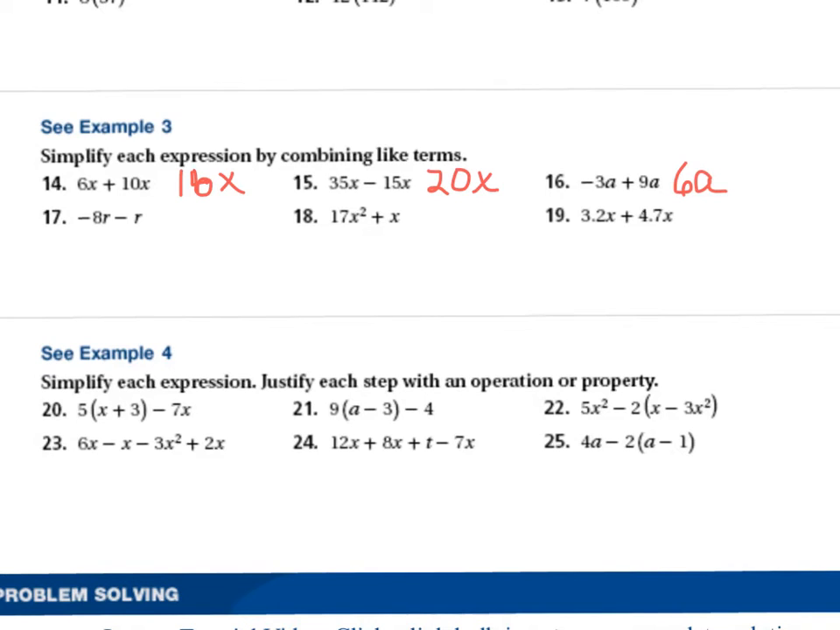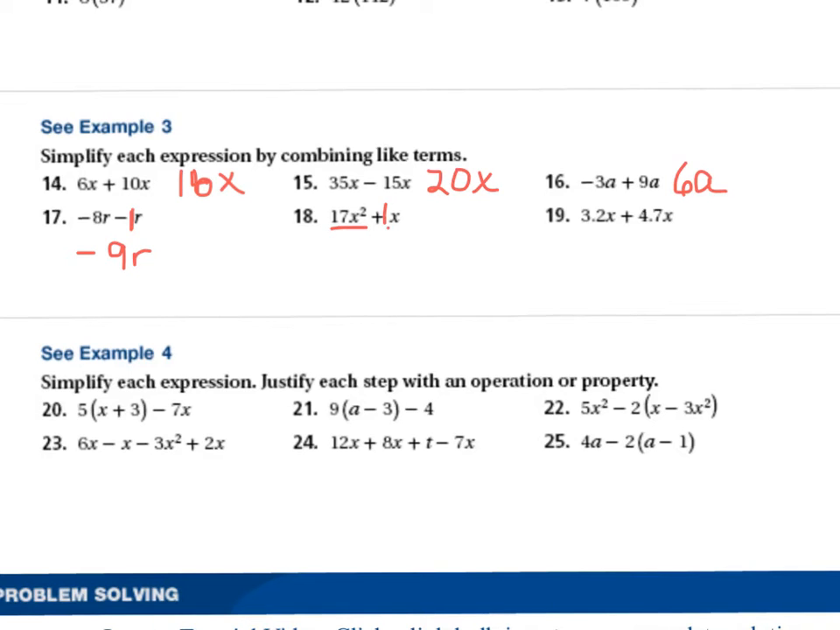We want to pay attention to our signs. So here's where the signs that we talked about early in September come in. Minus 8r, that's minus 1r. The coefficient of that variable is a 1. Gives me minus 9r. Number 18, I have 17x squared plus 1x.